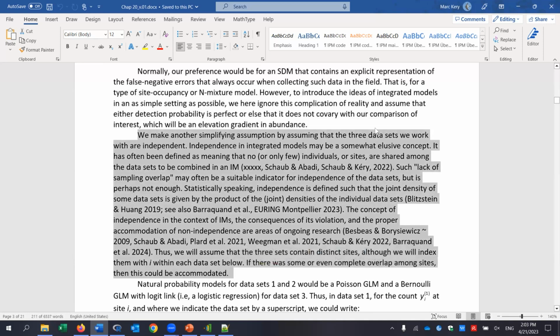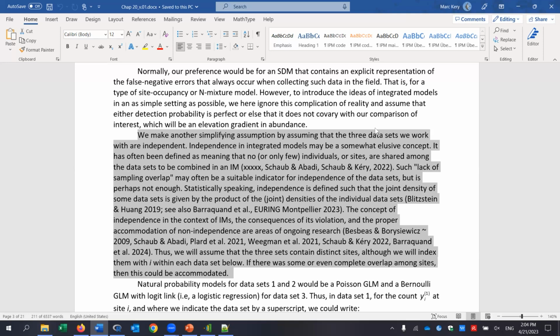The other assumption, and this is a big thing here, is that we assume that the three data sets are independent. Independence in the context of these integrated models is, I think, a somewhat elusive concept. As you have seen in the talk by Frédéric Bacon, there is some debate or uncertainty about what independence means, or different kinds of independence. So take this with a grain of salt. But for the way we're going to construct the joint likelihood afterwards, that requires that the three data sets that we combine are statistically independent, because only then is the joint likelihood of all the data equal to the product of the likelihoods of the individual data sets. So here I assume independence because I claim that none of these counts are taken at the same site.